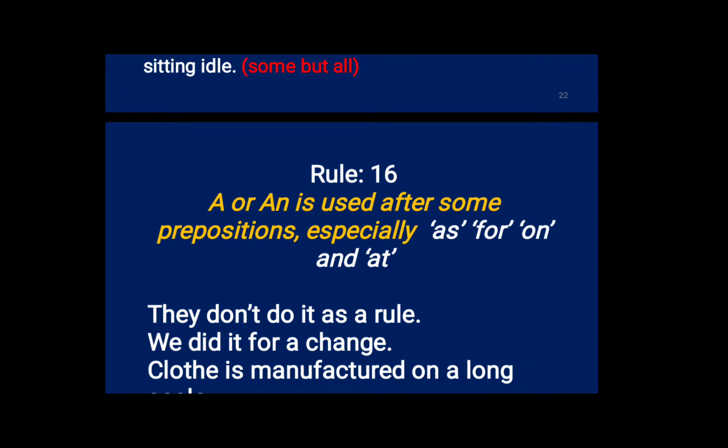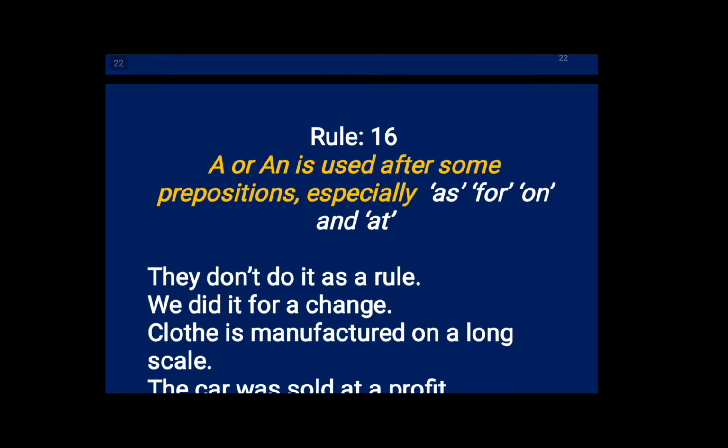Now coming to rule number 16. A or an is used after some prepositions, especially as, for, on, and at. So after some prepositions like as, for, on, and at, we use the indefinite articles, either a or an. They don't do it as a rule. After as we are using it.